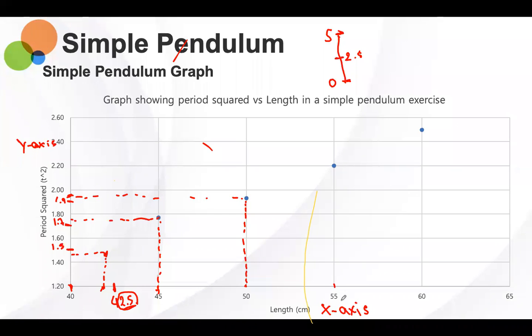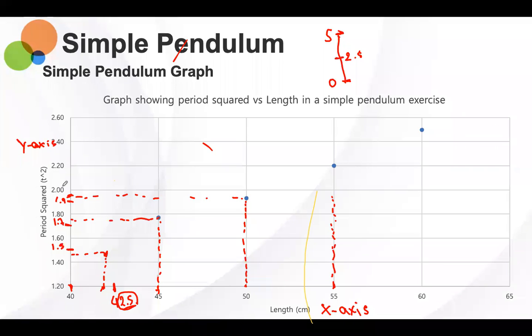It'll be right here, right? 55. Yes, sir. And we're going to match it up now to 2.2. So let's do that. We're going up, we're going up, we're going up. And then 2.2, where is 2.2 on the y-axis? A little bit over the 2.